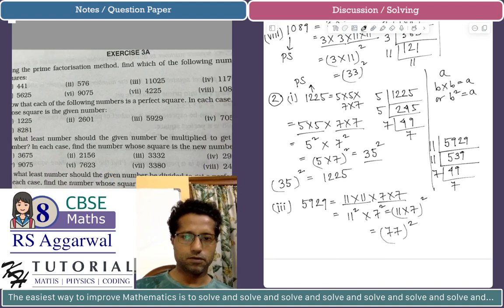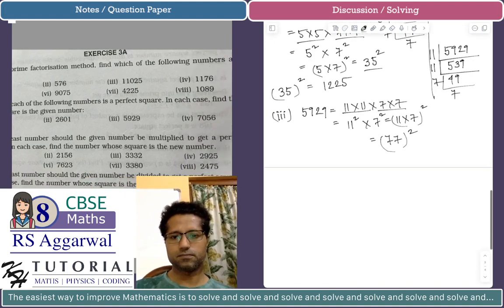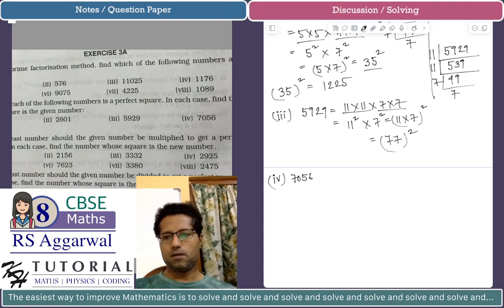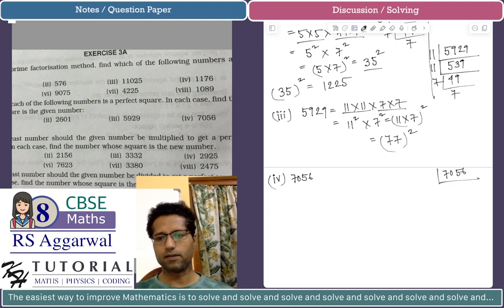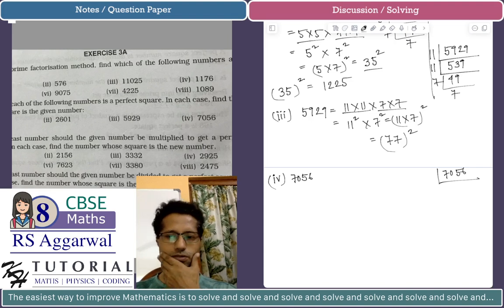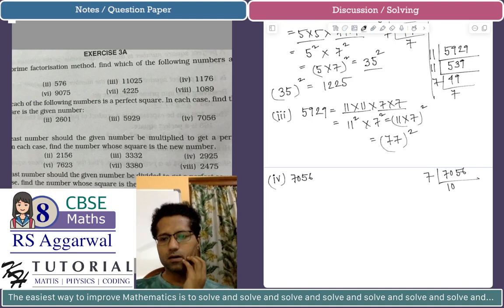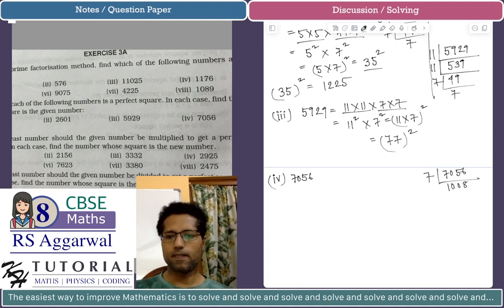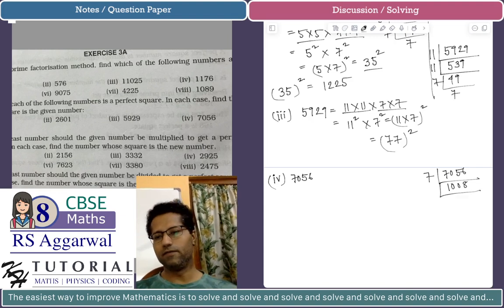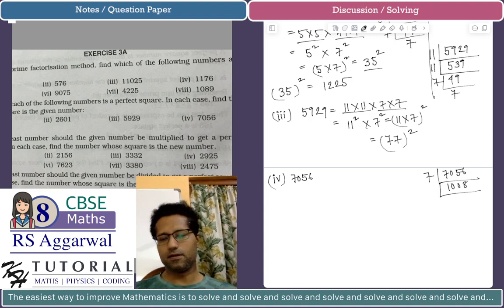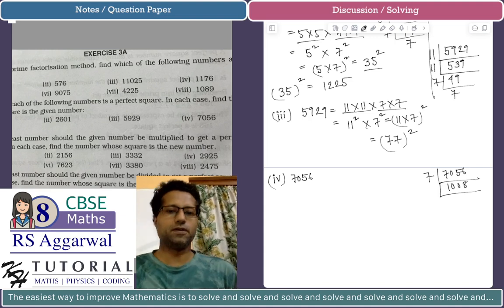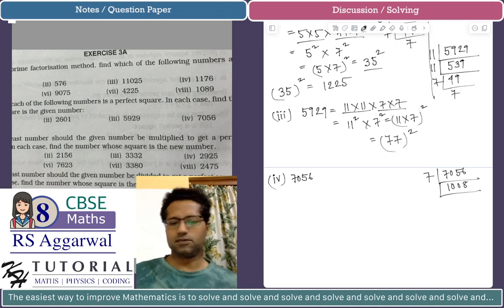Okay, what else? Let's do 7056. Let's find the prime factorization. Definitely this is dividing by 7. That gives 1008. Now we have to show that 7056 is a perfect square, and find the number whose square is 7056.